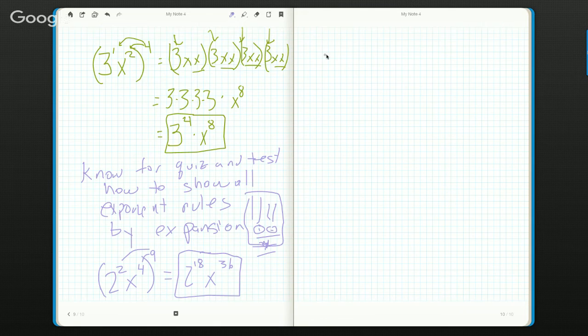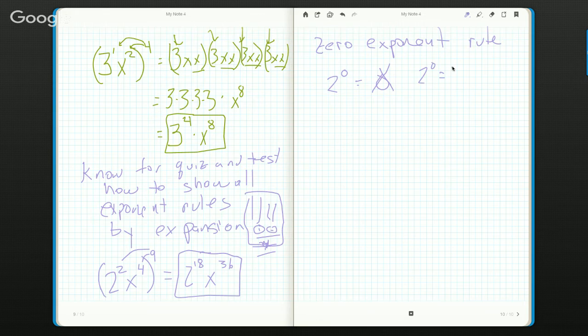All right, now we're going to finish off with the 0 exponent rule. So you're going to look at this and say, well, 2 to the 0. Some people will look at that and say, oh, well, anything times 0 is 0. Well, no, that's not the right answer. 2 to the 0 is equal to 1. And I'm going to show you why.